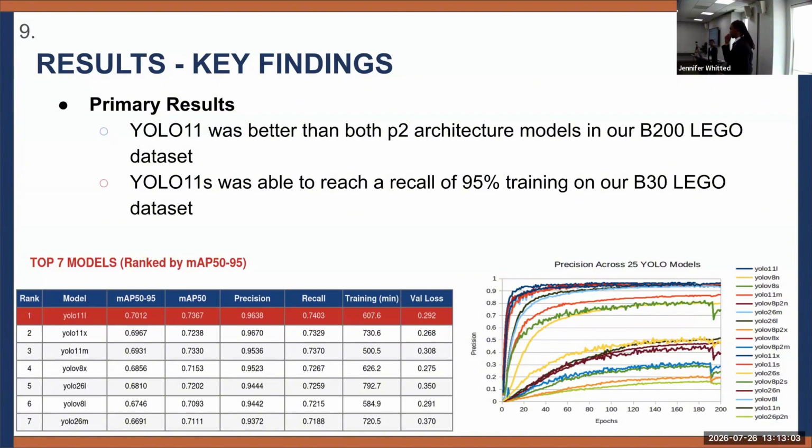Then specifically, YOLO 11S was able to reach a recall of 95%, training with our V13 Lego data set, which was the top 30 Lego classes that performed the best. And there you can see a table with the top 7 models that performed the best, and you can see YOLO 11 is the top 3.